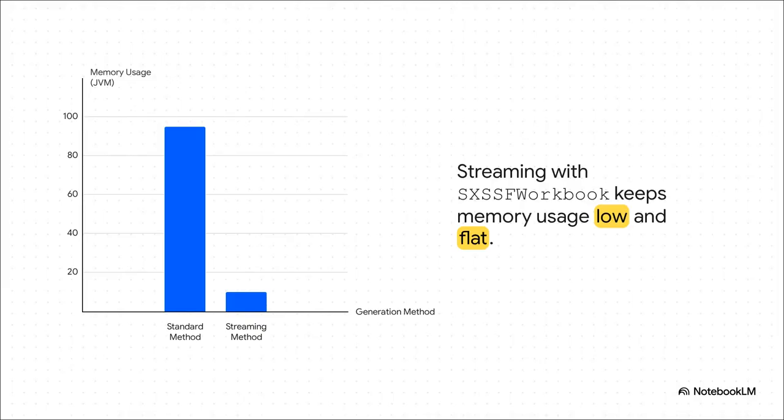And this right here, this is the result. I mean, look at that chart. It's not even a contest. With the standard method, that memory usage just goes up and up and up until crash. But with our streaming SXSSFWorkbook, it stays totally flat and low. It doesn't matter if it's 100,000 rows or 1 million rows. The difference is absolutely dramatic.